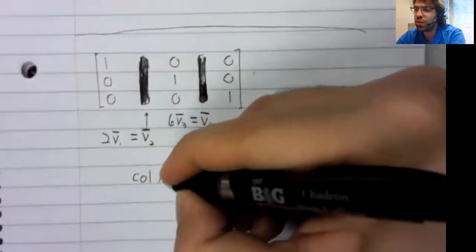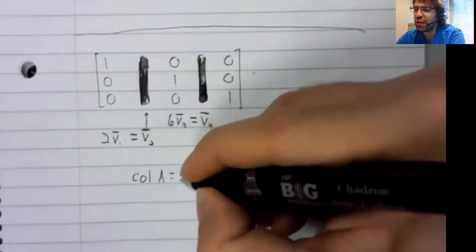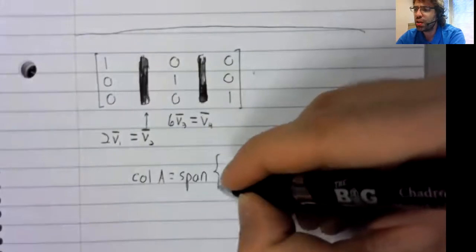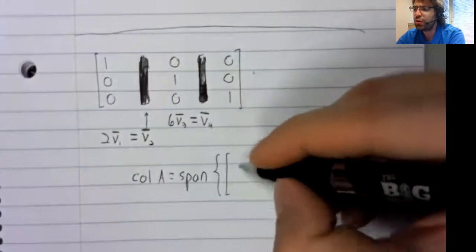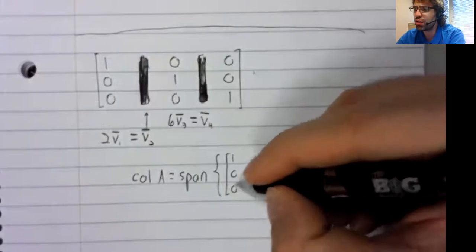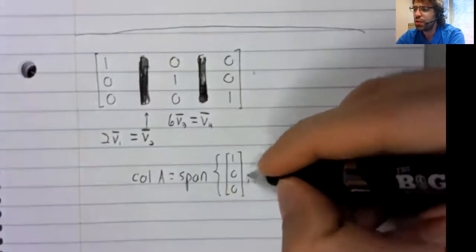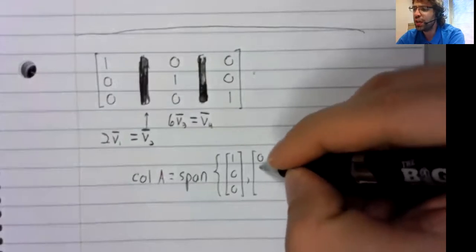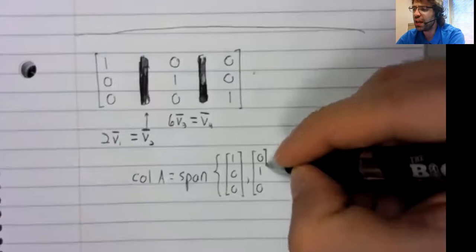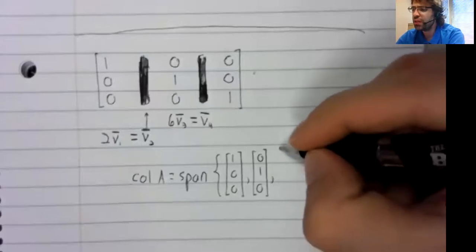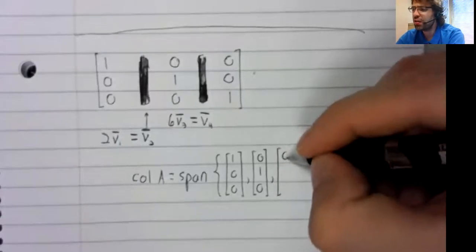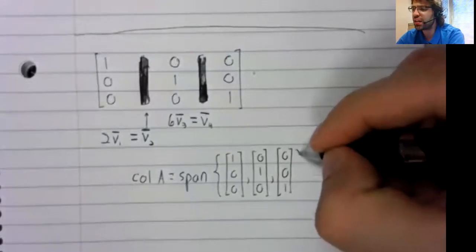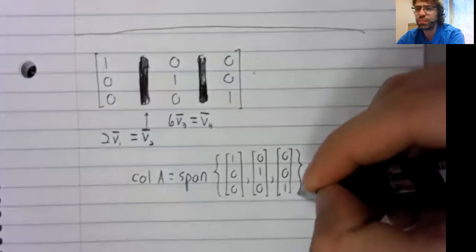So the column space of A, we got rid of 2 vectors, but that didn't affect the span. The column space of A is the span of the remaining vectors.